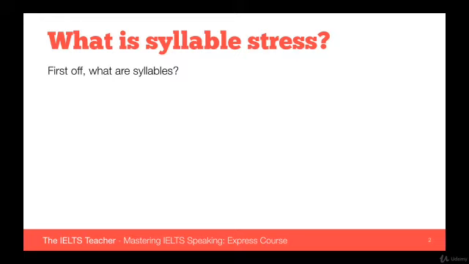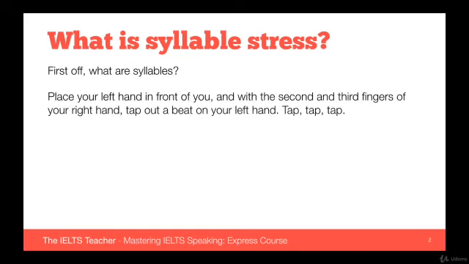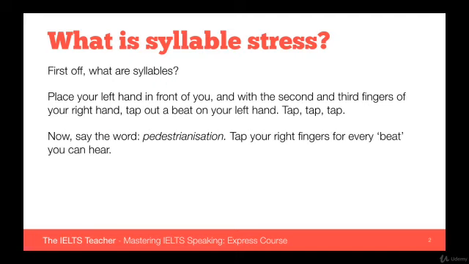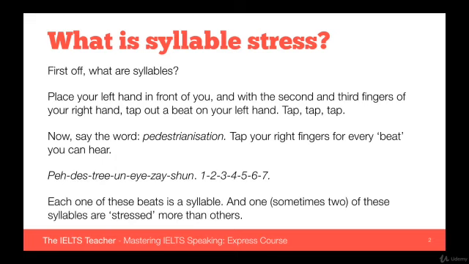If you're confident on this, you might want to skip this slide, but if you're not sure about what syllables are, basically place your left hand in front of you, and with the second and third fingers of your right hand, just tap out a beat. Just 1, 2, 3, tap, tap, tap. And as you do this, say the word pedestrianisation. Pedestrianisation. Now, for every beat that appears, and there should be 7 of them, this is a syllable. Each beat is a syllable.